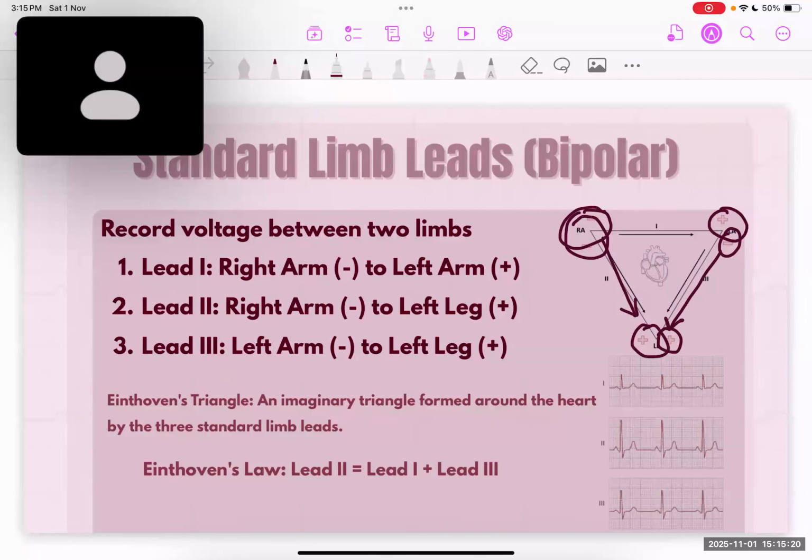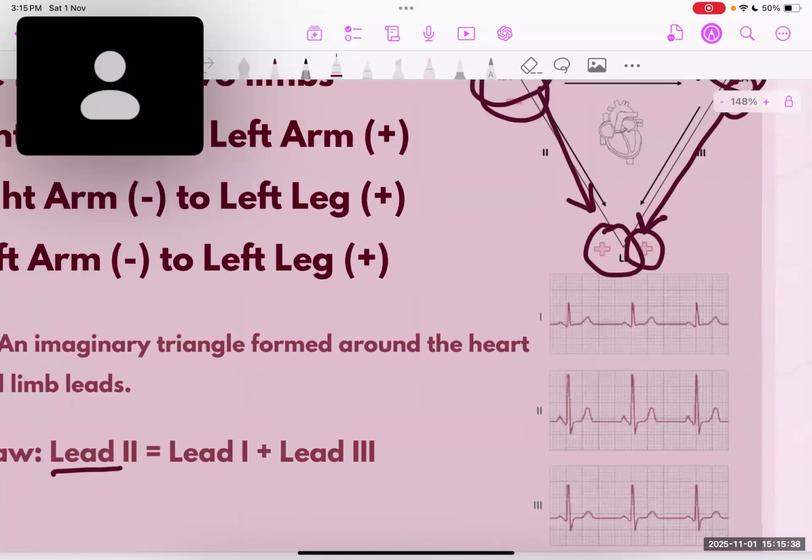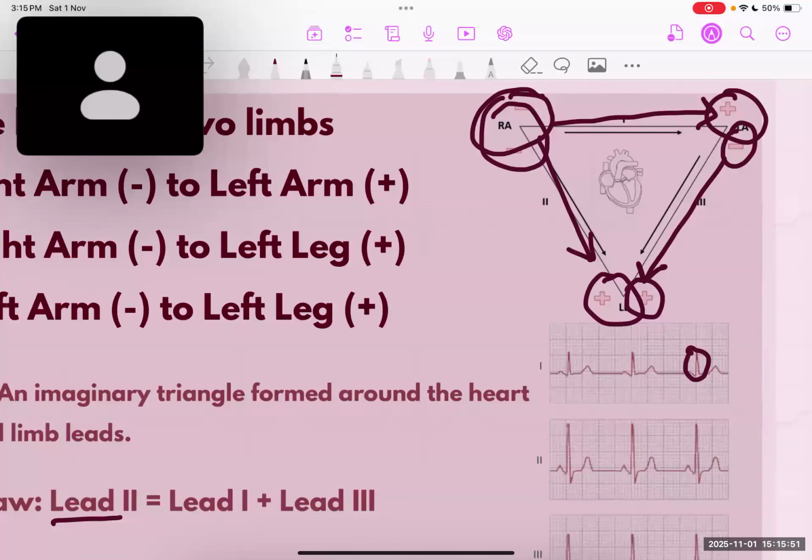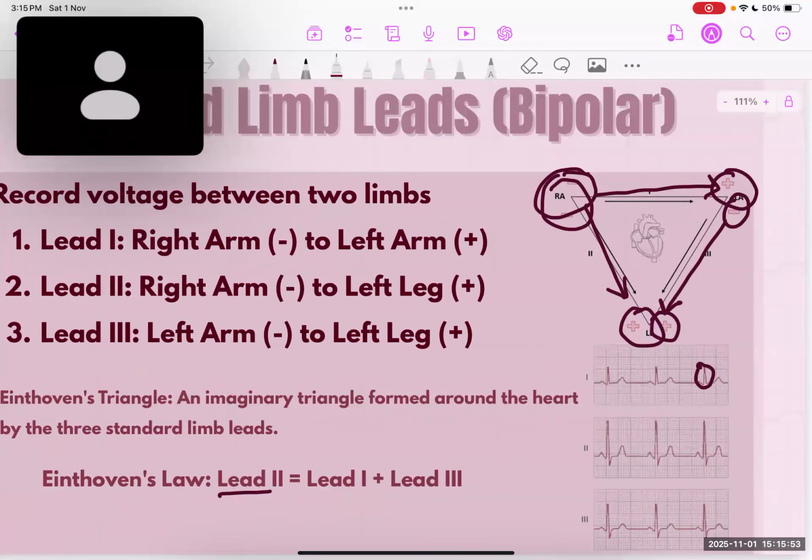Now, can you see this form like a triangle here? This is called the Einthoven's triangle. It's an imaginary triangle, and we make it around the heart to use it for this law. What the law says is that lead 2 is equal to lead 1 plus lead 3. If you look at the amplitudes for lead 1 and lead 3, you can tell that lead 2 is a sum of both of them. Okay, so you need to remember that lead 2 is equal to lead 1 plus lead 3.